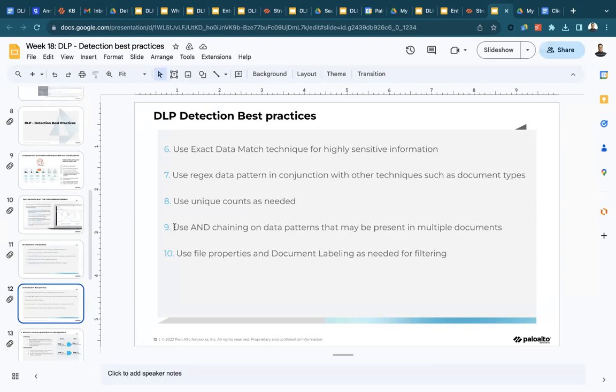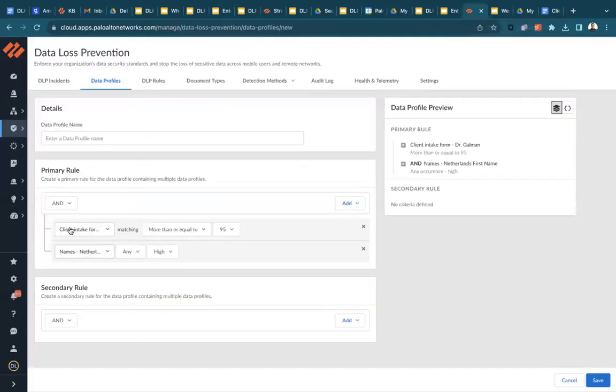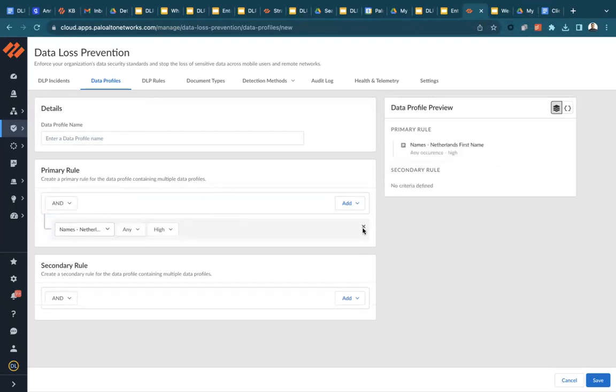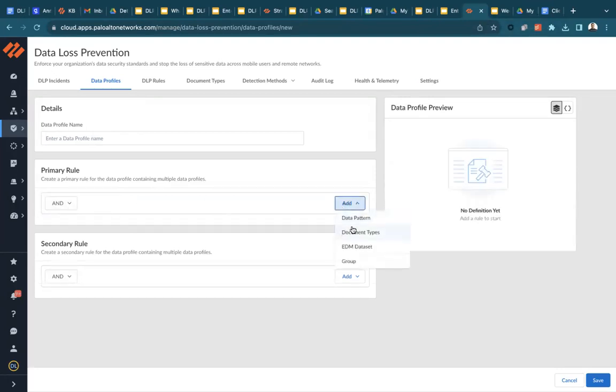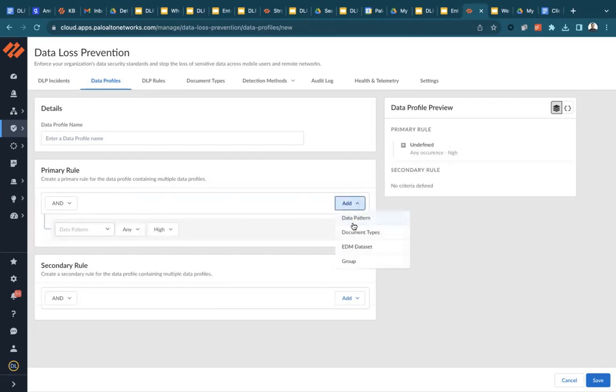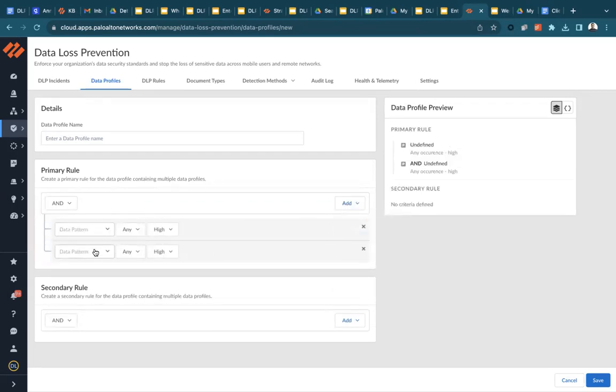We do recommend many times using AND chaining on data patterns that may be present in documents. Of course, this is really driven by business use case, but sometimes we see a scenario where, since OR is the default unless we do document types, they really did not mean to have an OR combination but it ended up being one. So it catches things like name, or address, or telephone number, or something else.